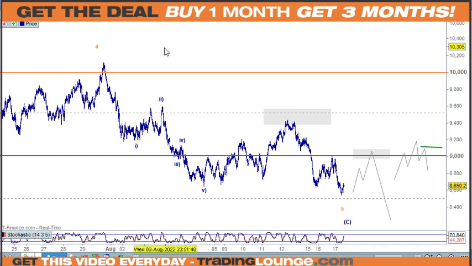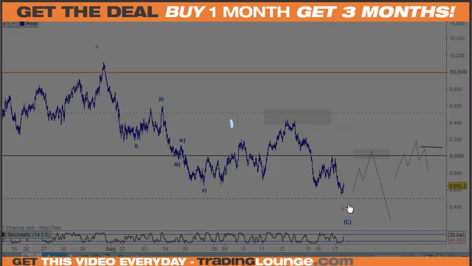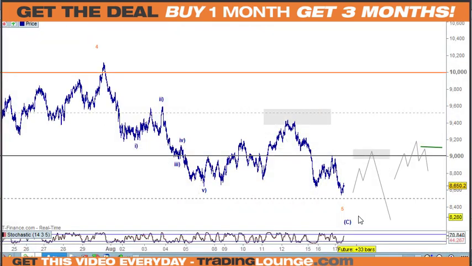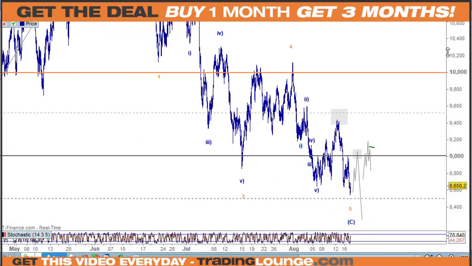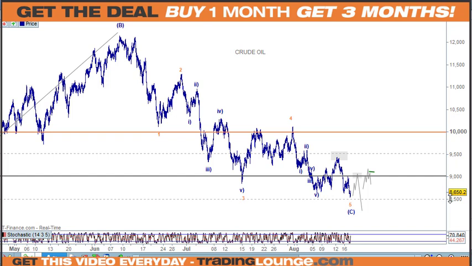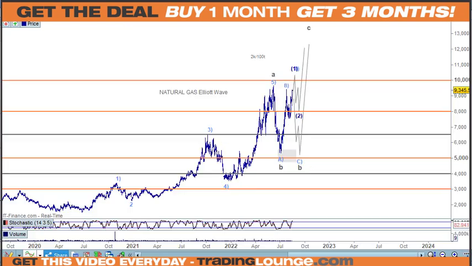And what else did I want to say about that? Okay, yeah, to go long here, it's really this pattern: the arrival, the reaction, the first high above the level, the ABC. So we'll need that pattern there. That's how we're going to go long, because I can see how I can extend this down further as well to the downside. So I just want to be a bit careful about all of this. We'll just wait for the right setup, and that will be that.